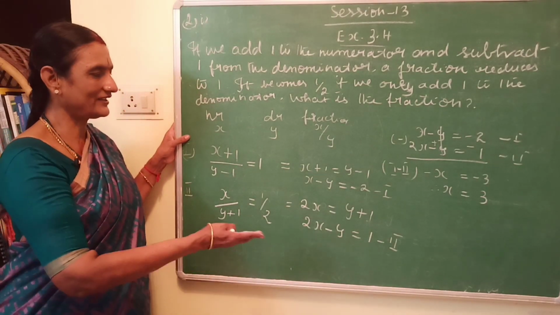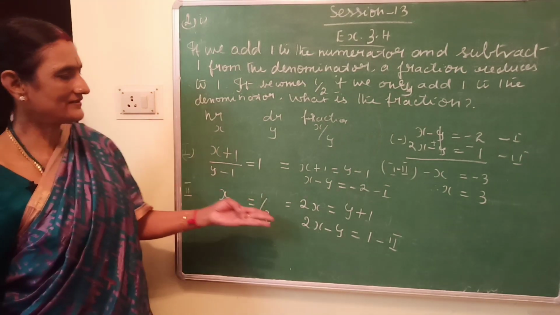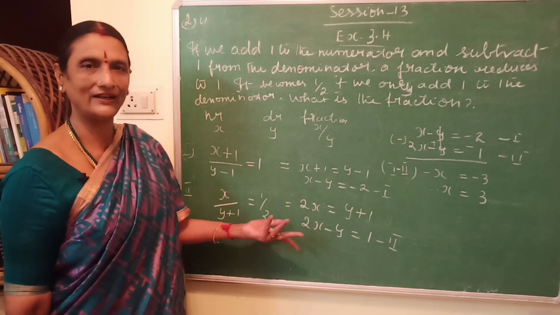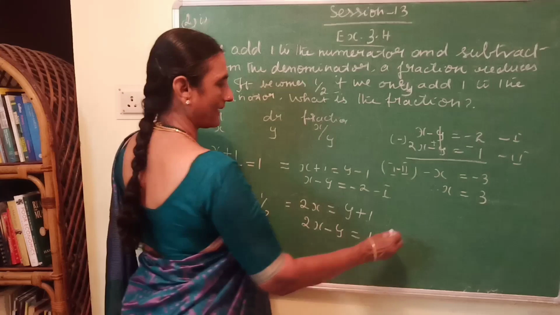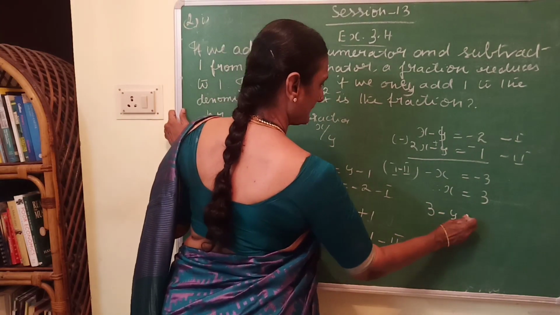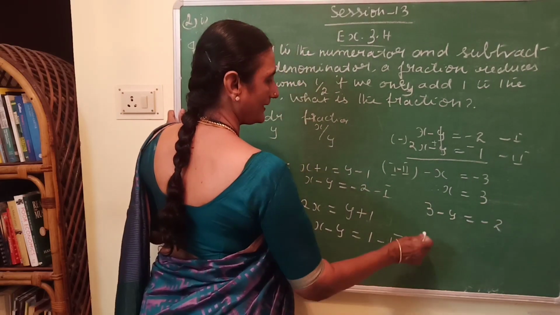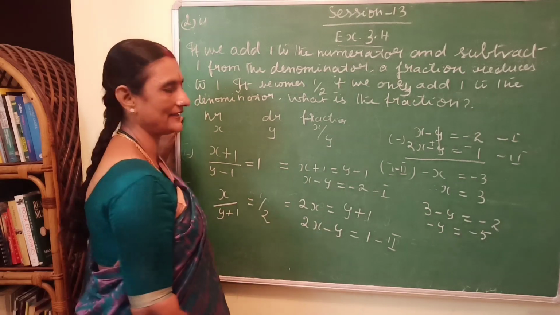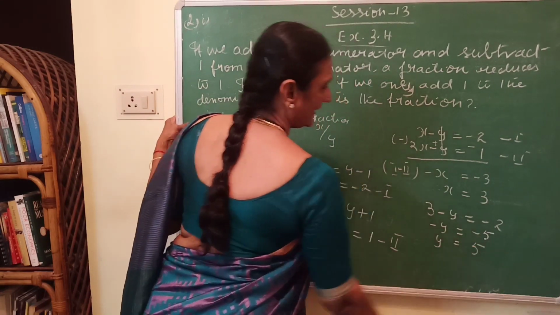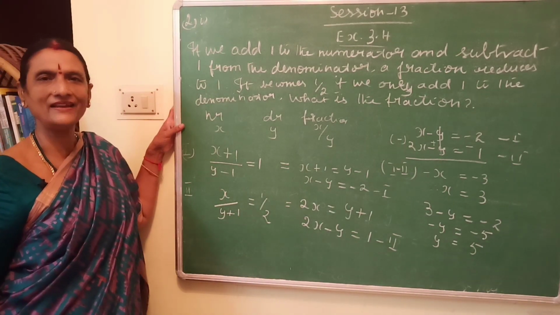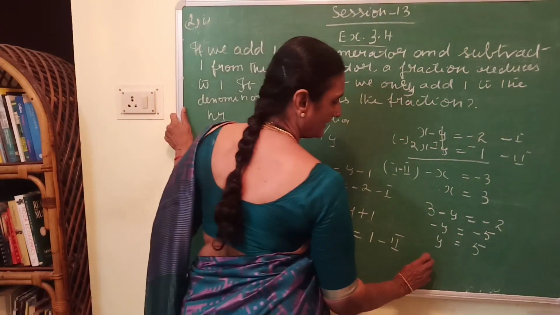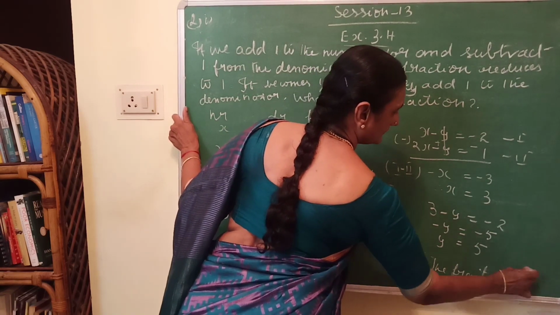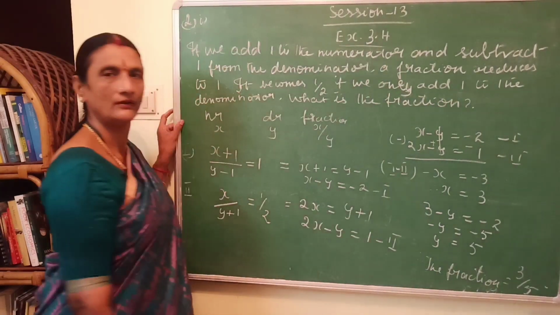Are you understanding? Now you have to get the value of y. How do we get it? I can get it from this equation or any equation, by substituting the value of x. Suppose I substitute here, what will happen? x is 3, so 3 minus y is equal to minus 2. So here minus y is equal to, this 3 goes to the other side, so minus 2 minus 3 gives you minus 5. Therefore, y is equal to 5. Now tell me what is the fraction? Fraction is x by y, which is equal to 3 by 5. So you write here, therefore the fraction is equal to 3 by 5.